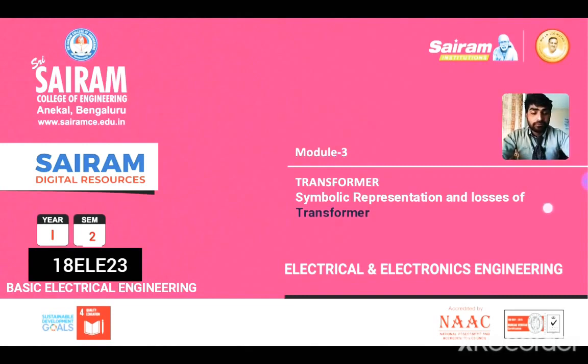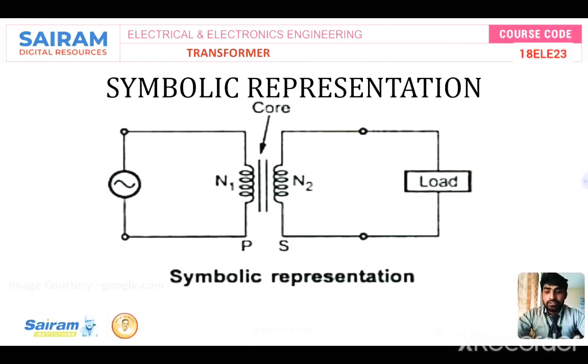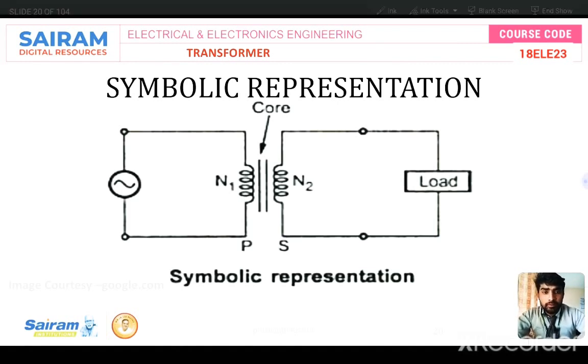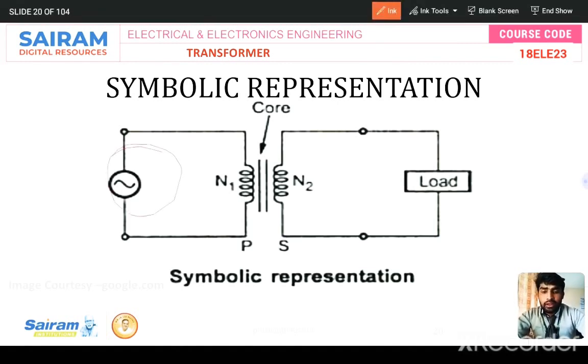Let's see one by one. So this is the symbolic representation of a transformer. This is the AC power supply, and this is the winding. The primary winding has N1 number of turns, the secondary winding has N2 number of turns, and this one is the load. The principle is mutual induction. Supply is given to the primary side, which induces EMF in the secondary side due to mutual flux linkage from primary to secondary.